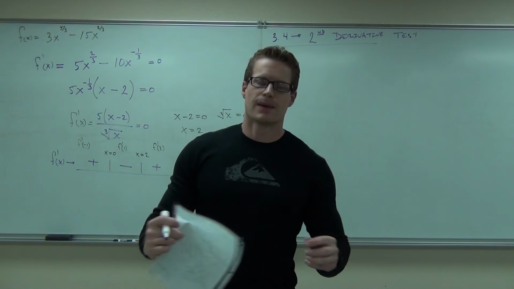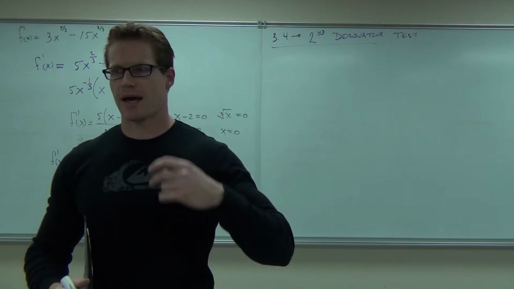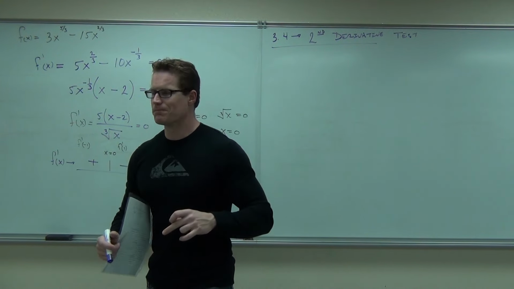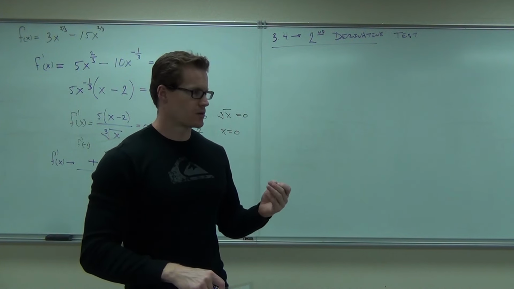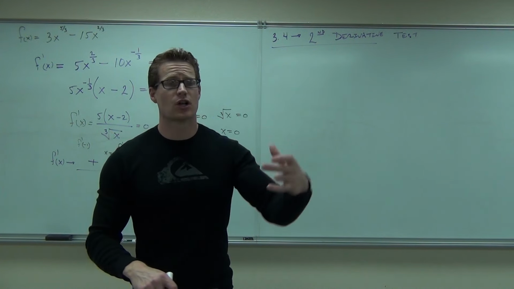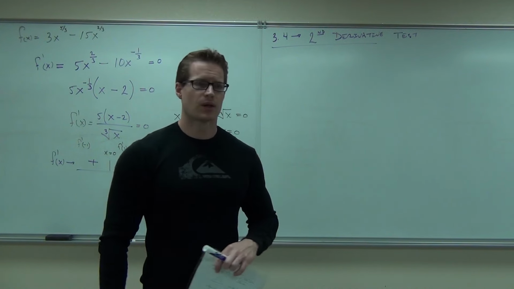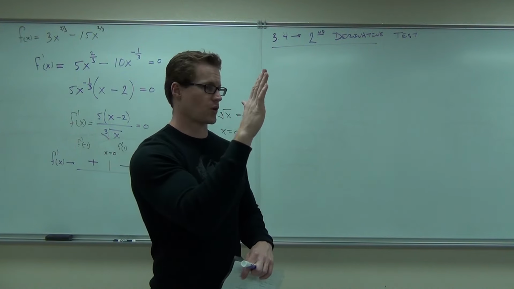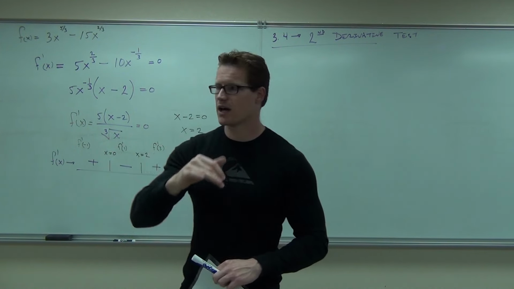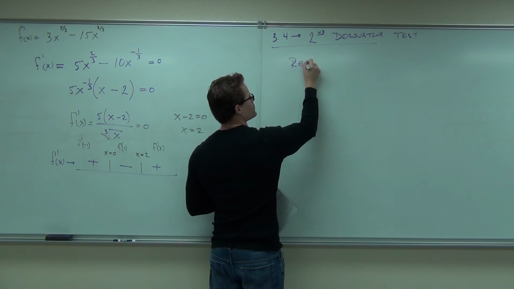Tell me something. If the first derivative has to do with slope, and the slope has to do with increasing and decreasing, what does the second derivative have to deal with? Good, because the second derivative is how the slope is changing. Whether the slope is increasing or decreasing, that's going to give you the shape of your curve, concave up or concave down. Let's just recall how that works. So a little refresher.